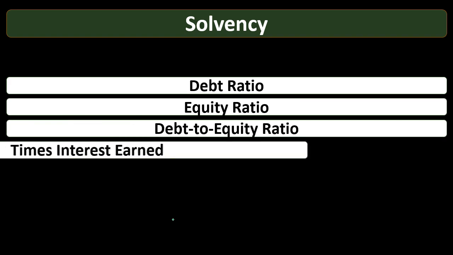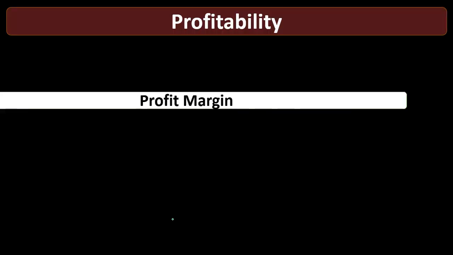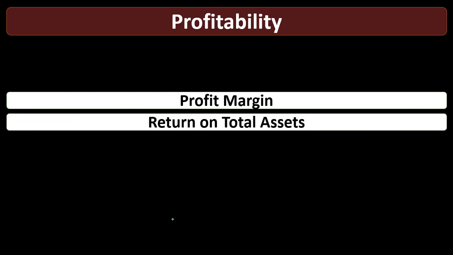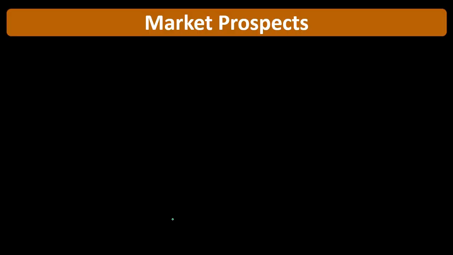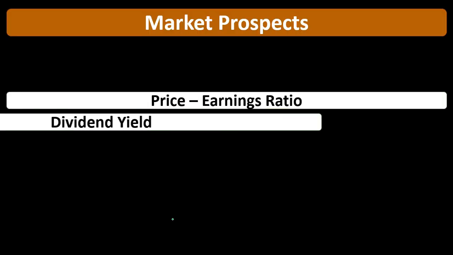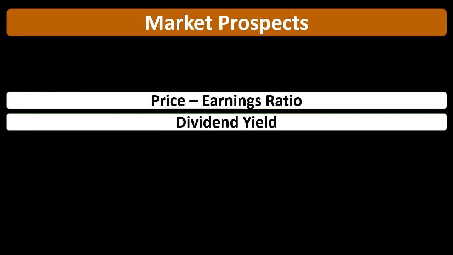And then we have the solvency ratios, which are going to be the debt ratio, the equity ratio, the debt to equity ratio, and the times interest earned. Profitability ratios include the profit margin, the return on total assets, the return on common stockholders' equity, and then the market prospects, which include the price earnings ratio and the dividend yield.